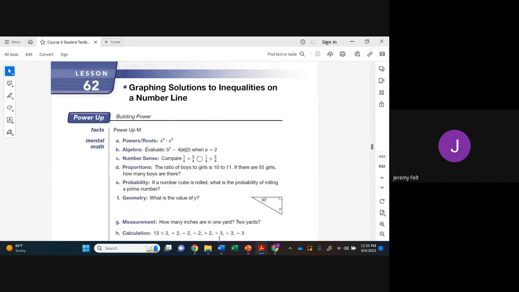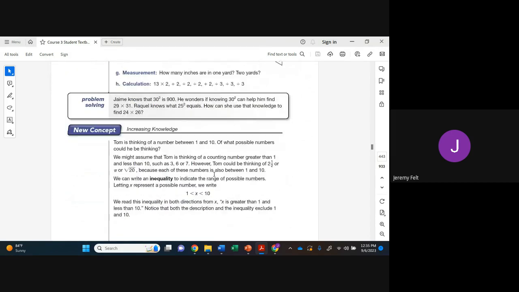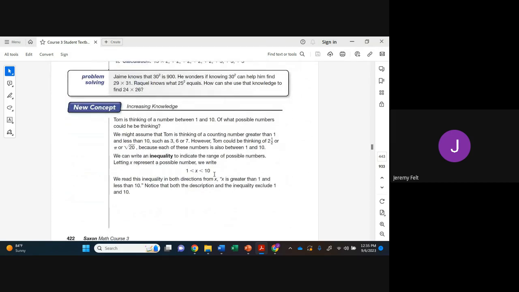And then we're looking at lesson 62, graphing solutions to inequalities on a number line. So again, we may have numbers that we're looking at with inequalities. We've worked with isolating unknowns when we have an equal sign. It's going to be a very similar process when we have inequalities.